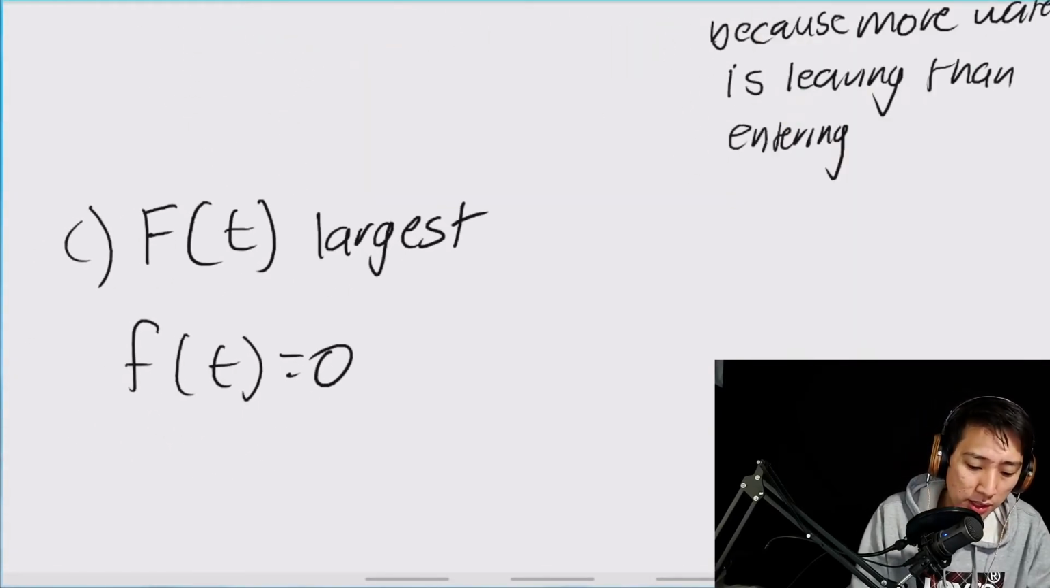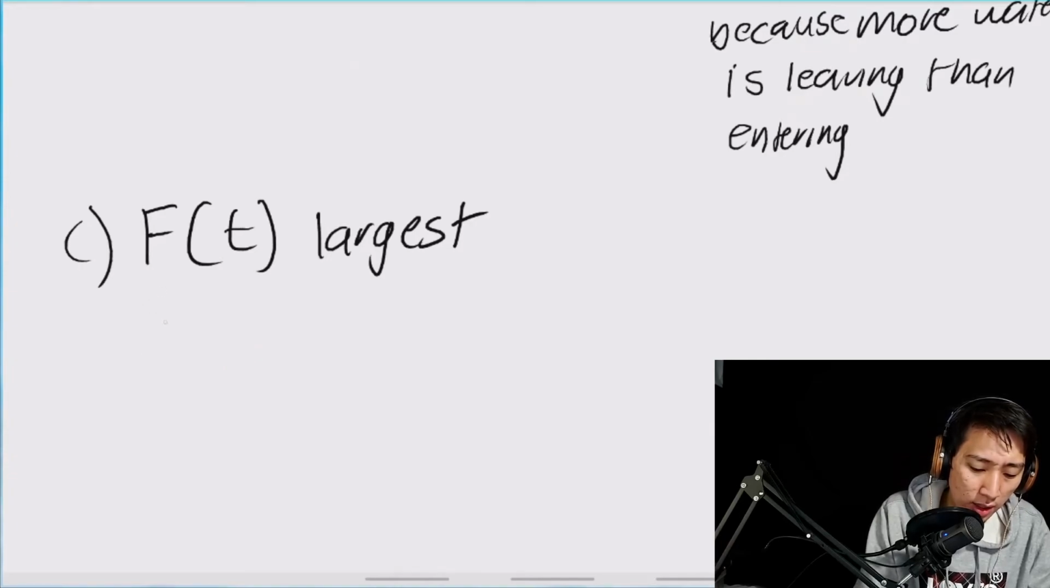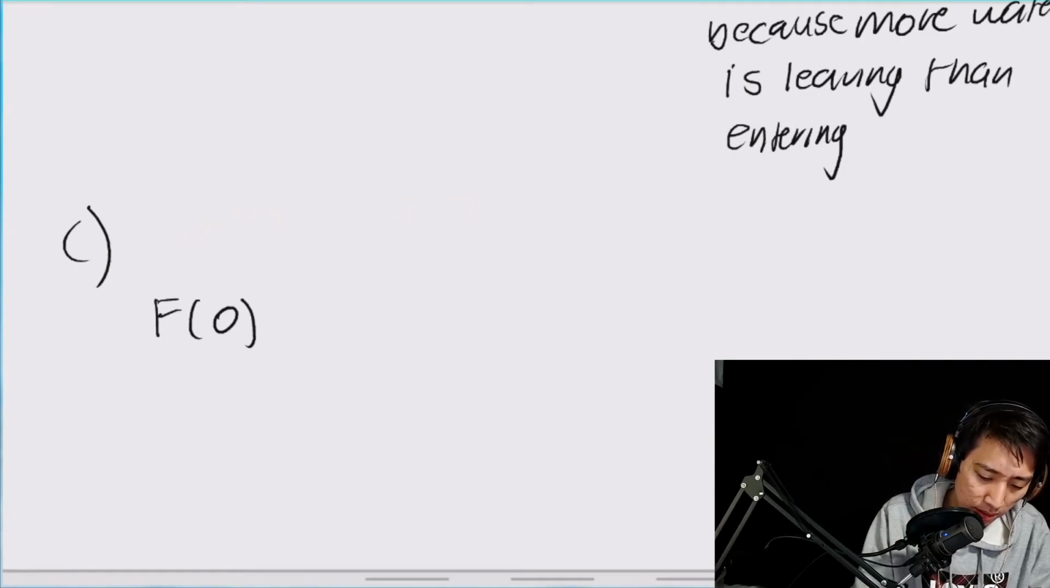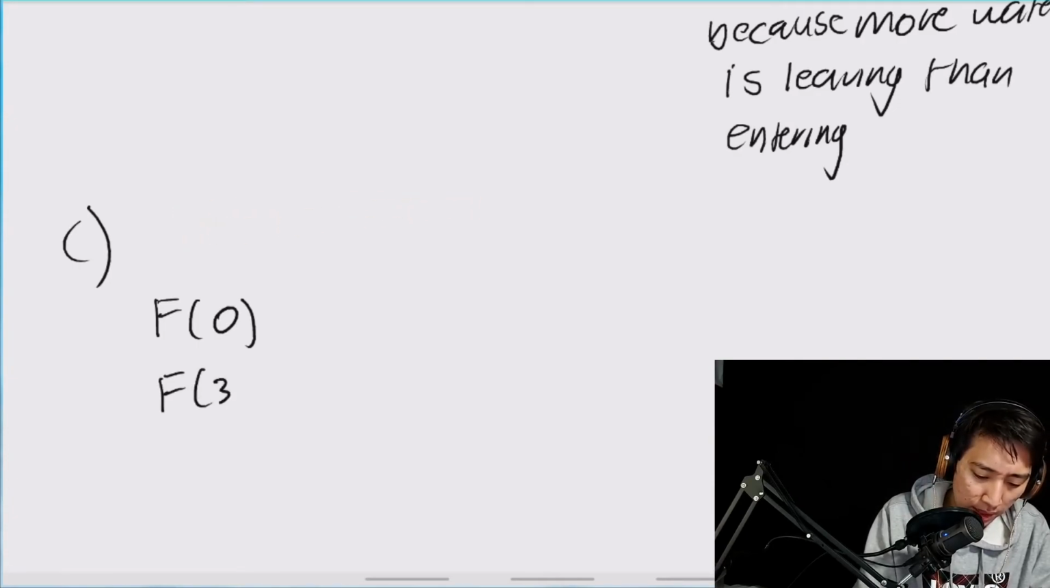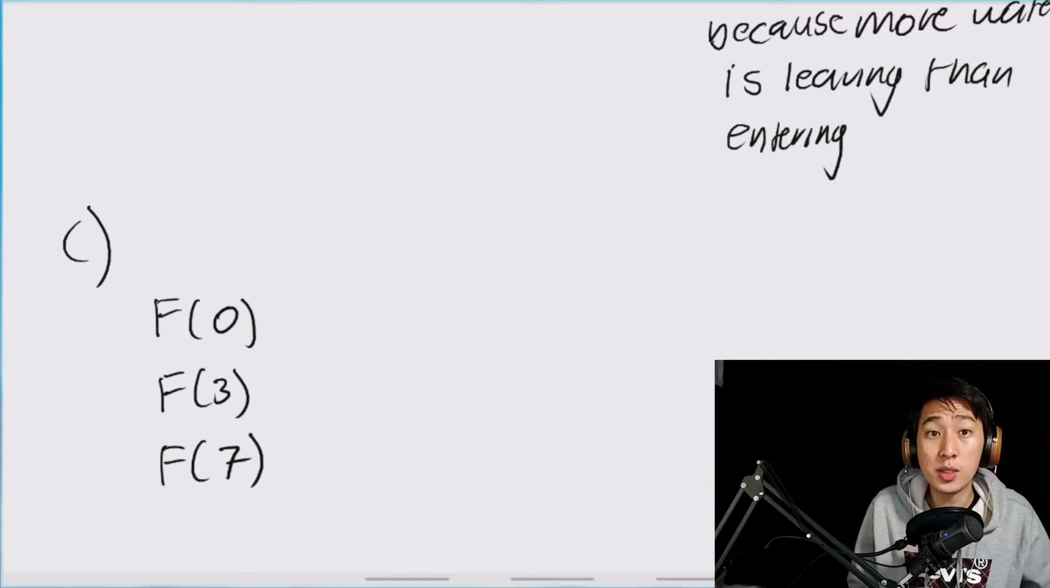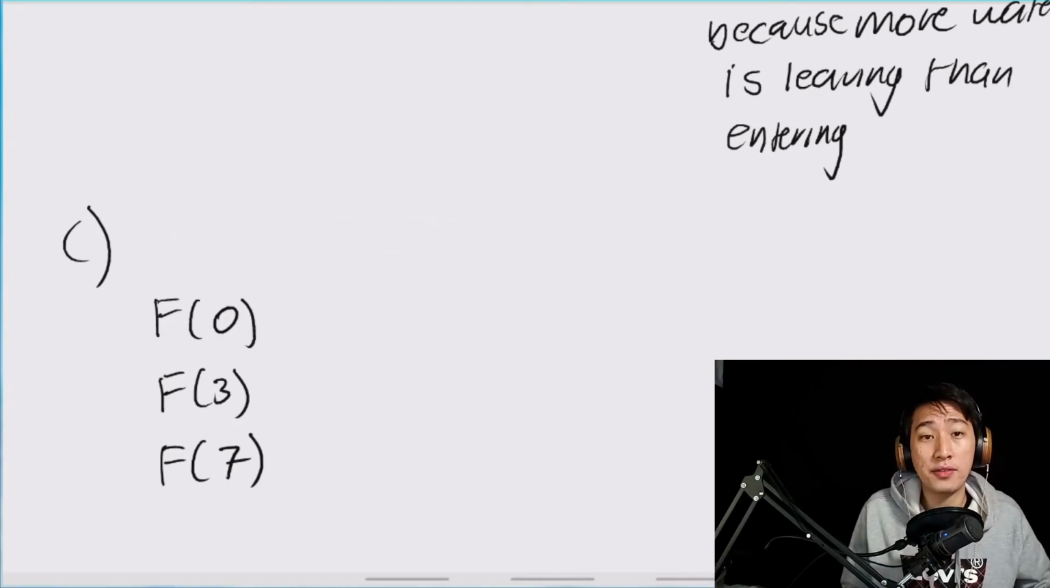So again, interpreting the graphs and understanding what each of your functions are saying is absolutely vital. So what we're going to do here is the three places we have to check are F of 0, F of 3, and F of 7. And again, the reason why it's capital F is that lowercase f is saying what is my rate going to be. Capital F is saying how much water is currently there.